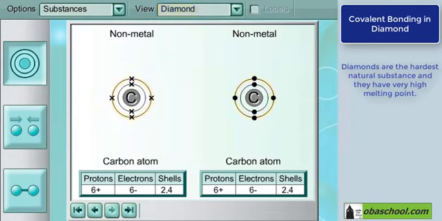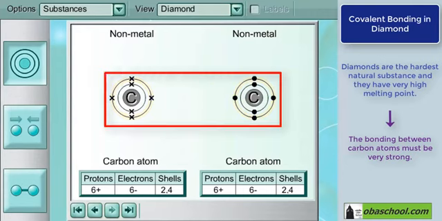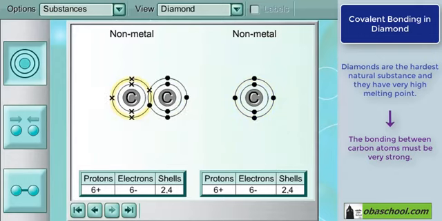This suggests that the bonding must be very strong for diamond to be a hard substance and to have a high melting point. Here are two carbon atoms that you can use to start building a diamond lattice. As we said, diamond is made up of carbon. So a covalent bond is formed between carbon atoms. By covalent bond, we mean sharing of a pair of electrons.